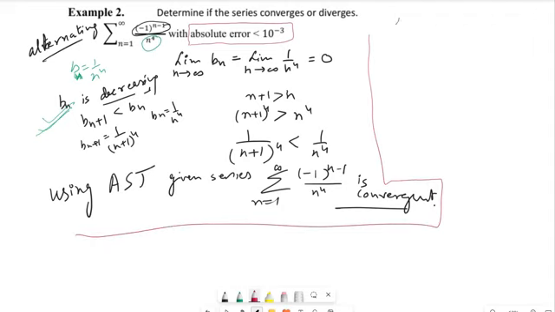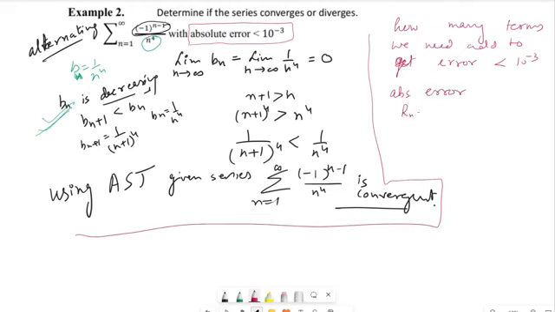This question means how many terms we need to add to get error less than 10 to the power negative 3. What was absolute error? Absolute error is Rn. We know that is less than Bn plus 1. Okay, that means absolute error Rn is less than, what is Bn plus 1?